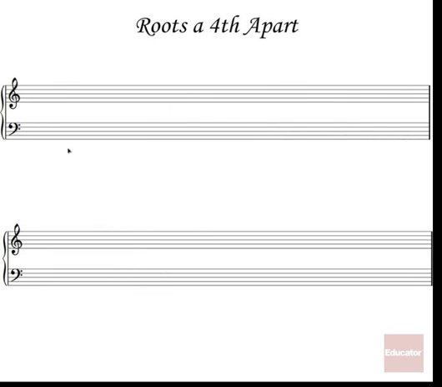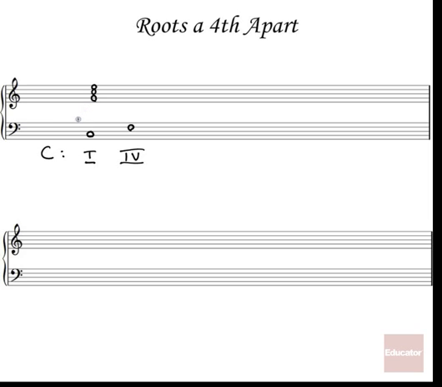So let's look at roots a fourth apart first. Let's just give ourselves a key context. Let's say we're in C major first, and I'll start with a given bass line. Let's say we have a C going up to an F. And of course we're dealing with root position chords, so this is going to be a 1 moving to a 4. And if you remember from the voice leading lesson, let's start with a nice closed spacing for this first chord. So make a G, C, and an E in the treble clef here.